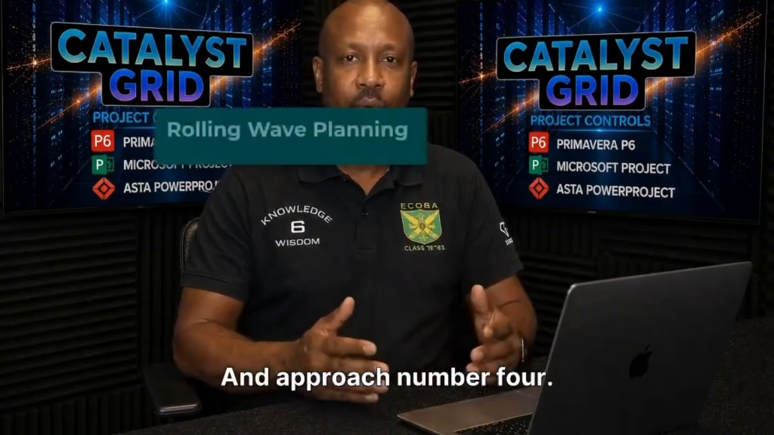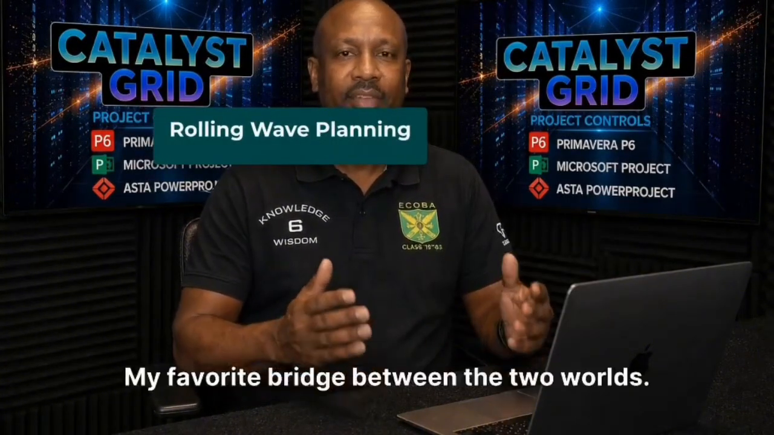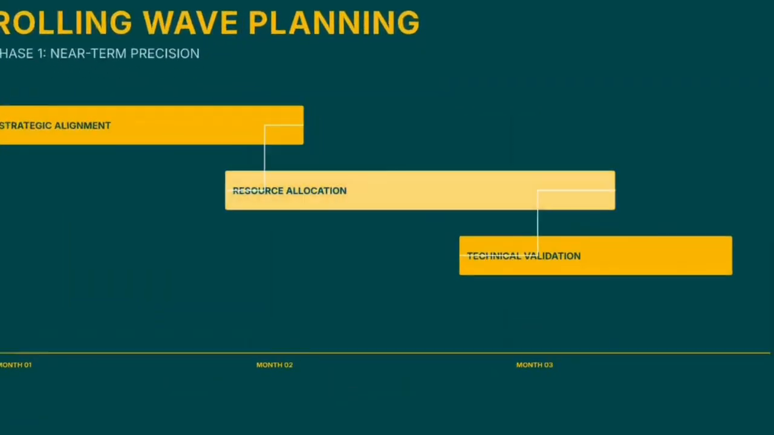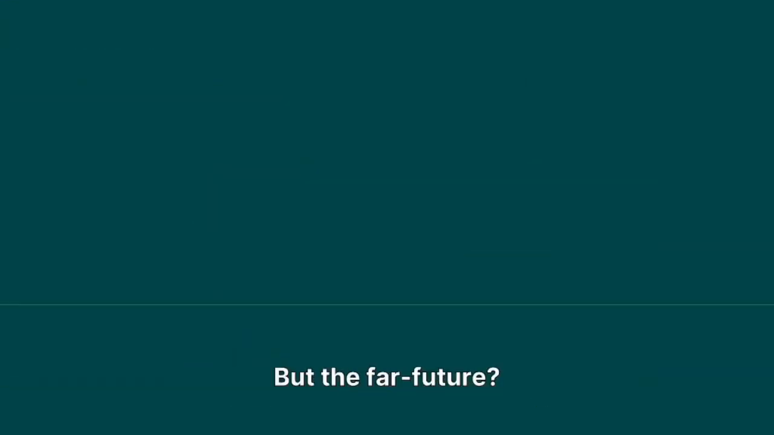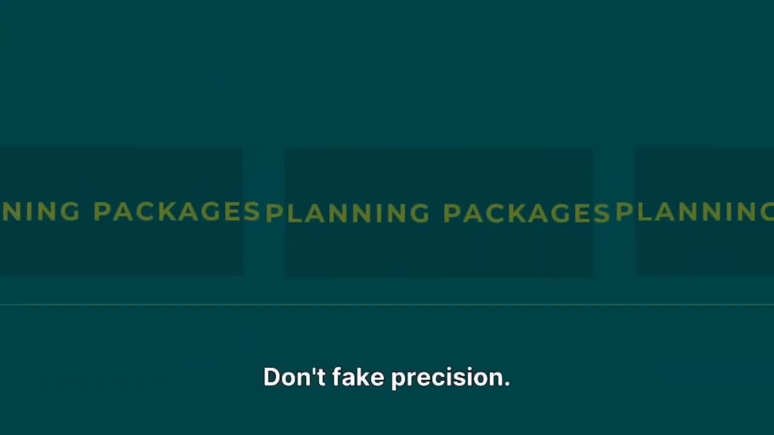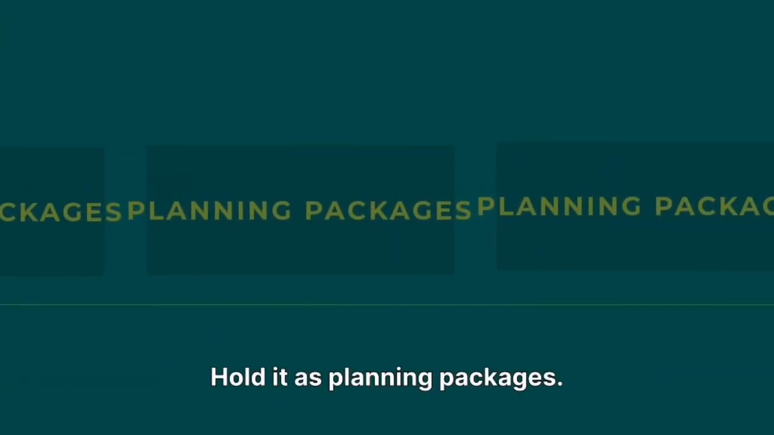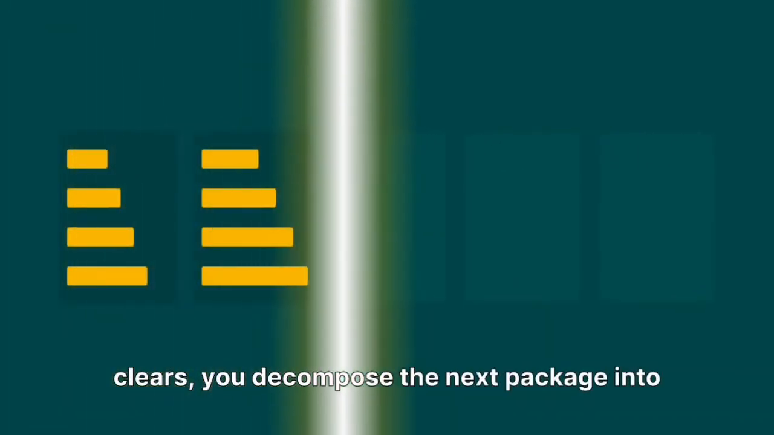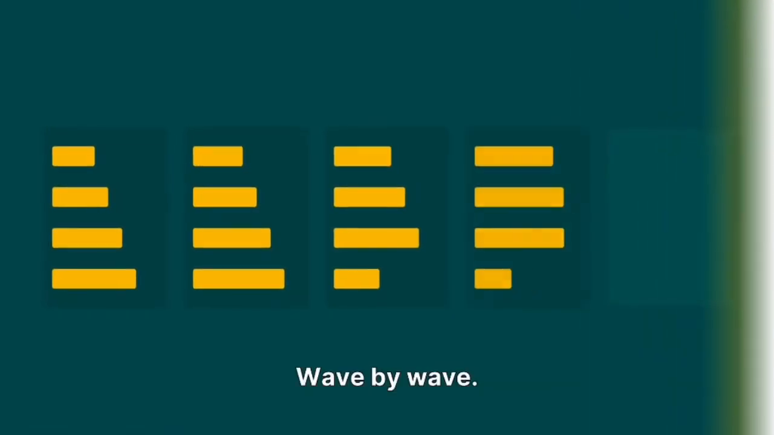And approach number 4, rolling wave planning. My favorite bridge between the two worlds. Plan the near-term work in full detail, because you actually know it. The next few months are defined. But the far future? Don't fake precision. Hold it as planning packages, large summarized blocks. As the wave approaches and the fog clears, you decompose the next package into detailed activities, wave by wave.